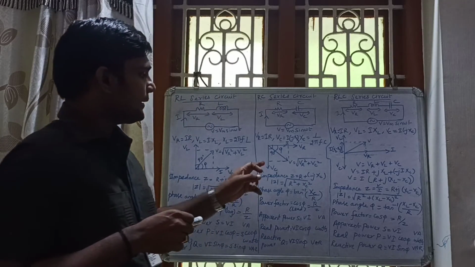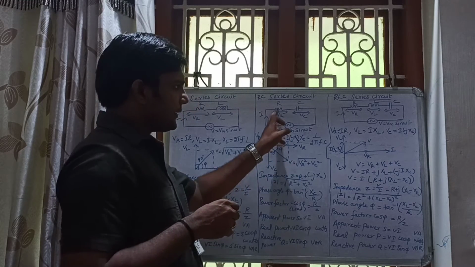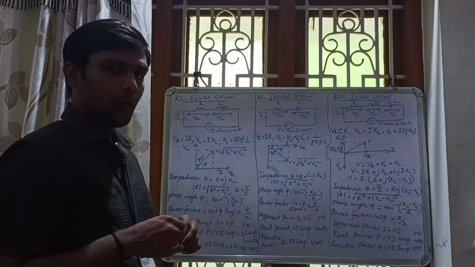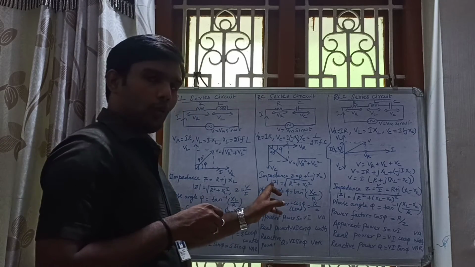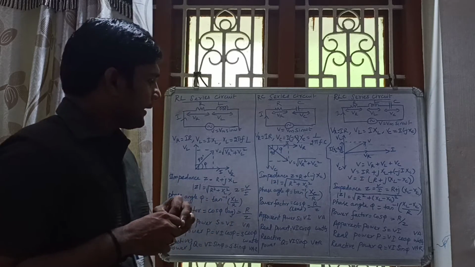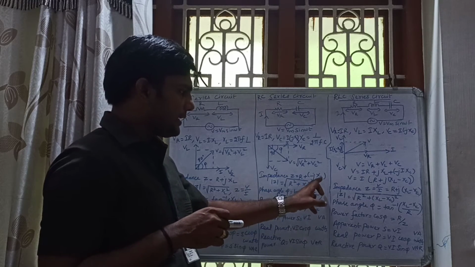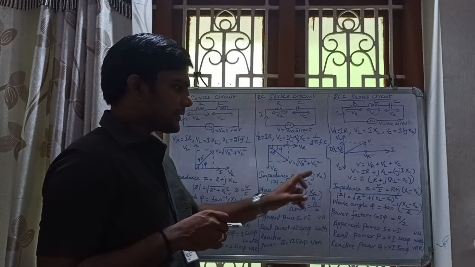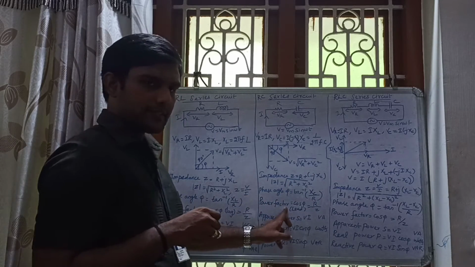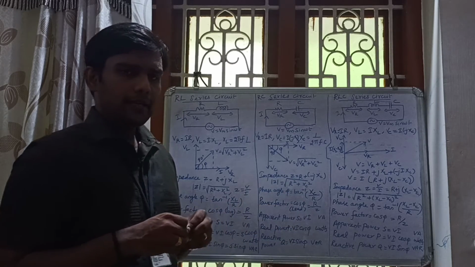Next, impedance. Impedance Z is equal to the resistance R plus minus jXC. Then if you are taking modulus, root of R square plus XC square, right? Then phase angle phi is tan inverse of imaginary part divided by real part. Here the imaginary part is what? XC, right? XC divided by R. Then power factor, see here, cos phi, which is equal to R divided by Z.